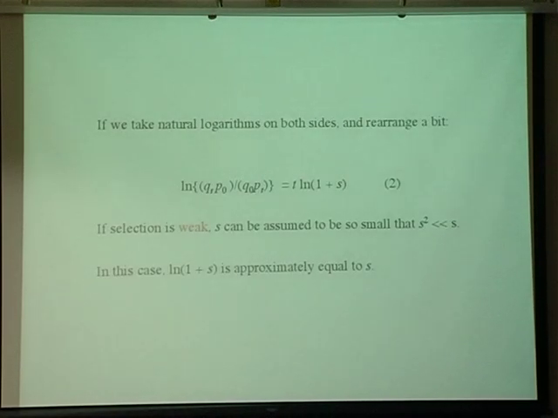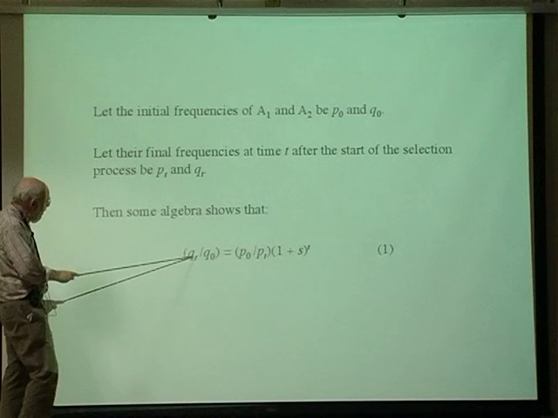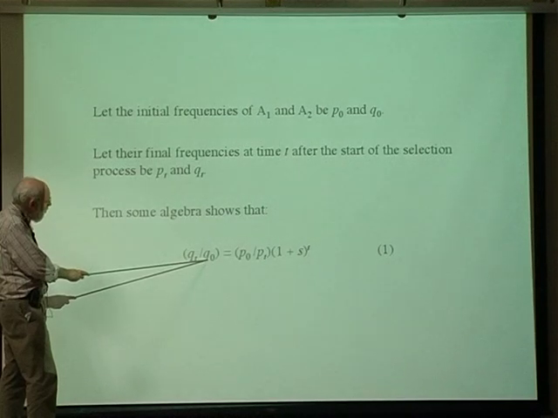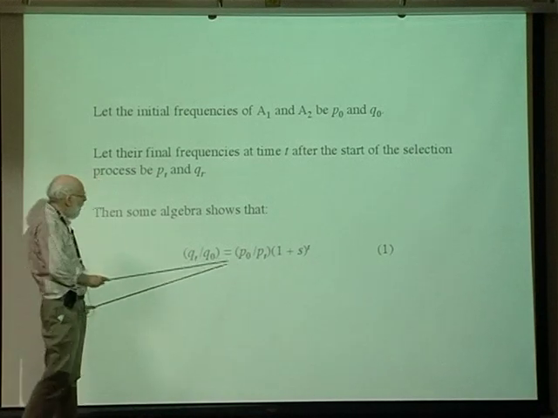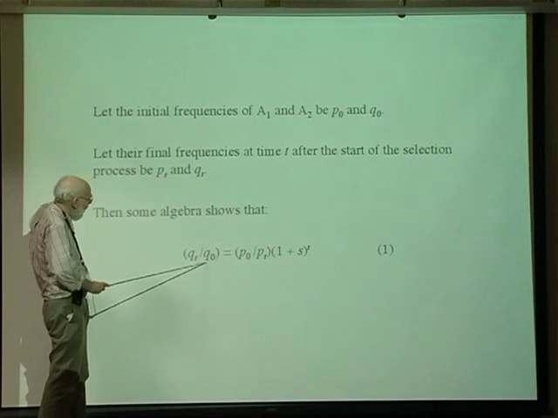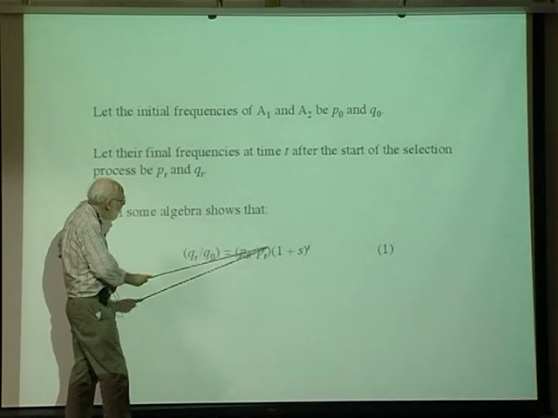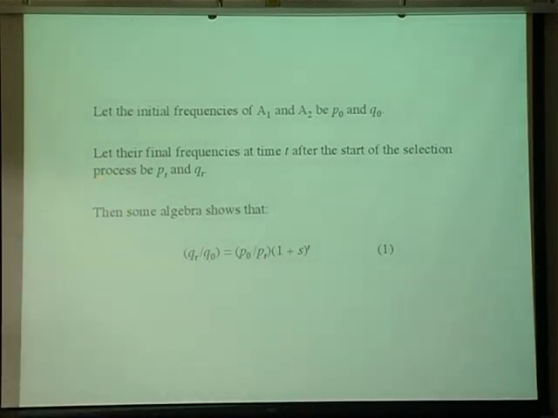I'm going to give you the answer. What we find is that the ratio of qt to q0, that's the final frequency at time t over the initial frequency when the evolution starts, is equal to p0 over pt times (1 plus s) to the power t. So these are the A2 frequencies at the beginning and at the end, and these are the A1 frequencies at the beginning and the end. The exact solution is just this ratio equal to that ratio times (1 plus s)^t. So it's a very simple exact solution. I'm ignoring any genetic drift here, so assuming the population size is infinitely large.